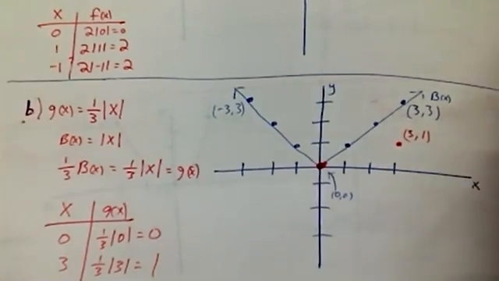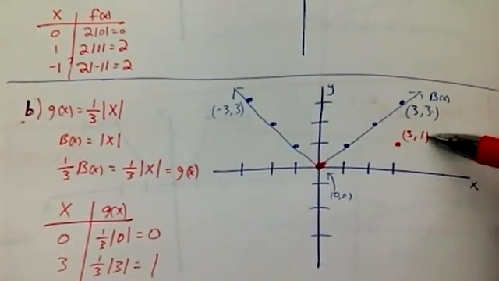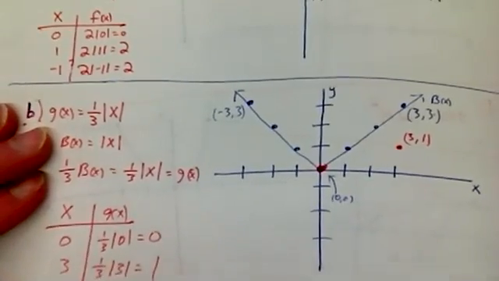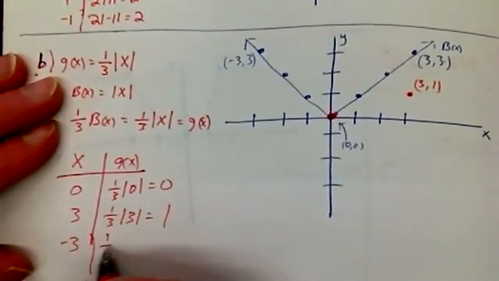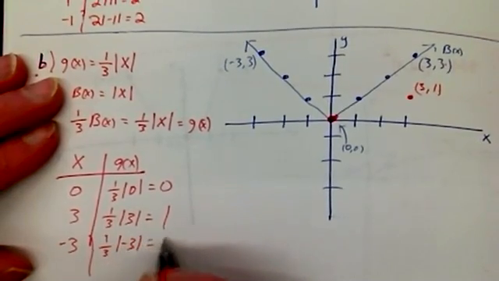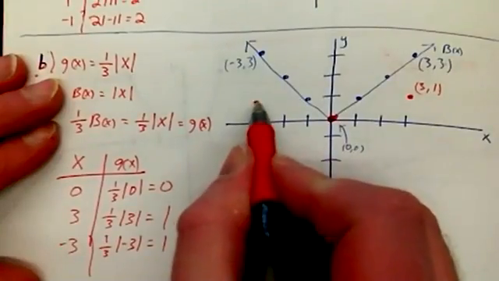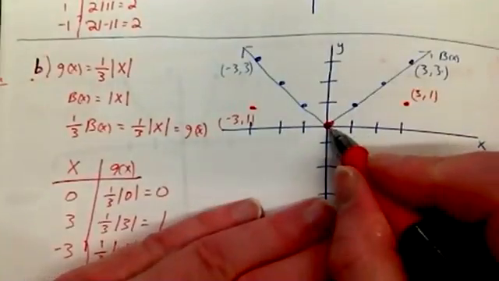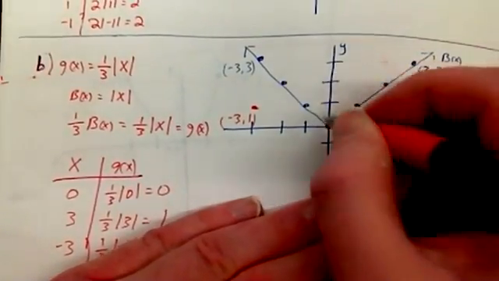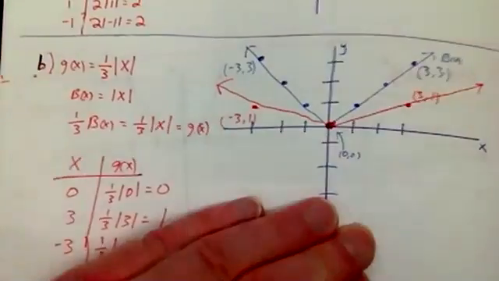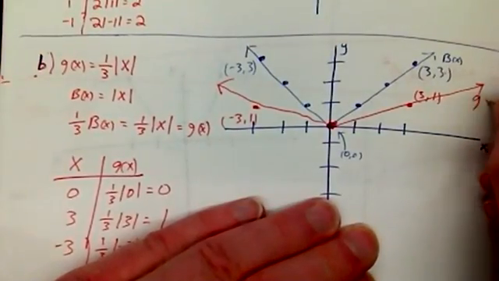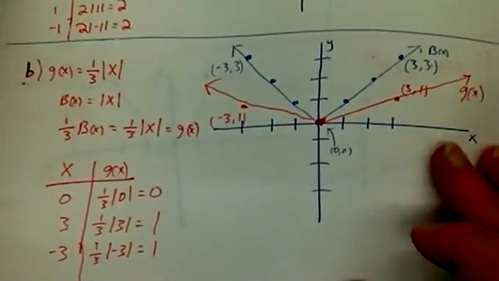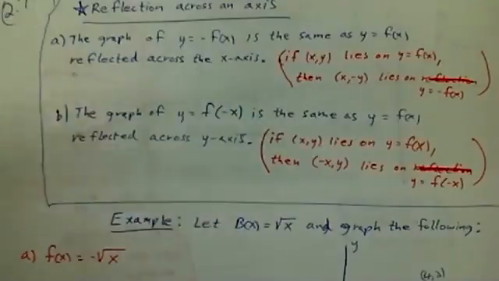Notice that this 3 got multiplied by 1/3, just as we expected. So you can probably guess what happens for negative 3. That's going to be 1/3 times the absolute value negative 3 is also 1. So this shrunk down to here. So this is negative 3 comma 1. Well, here is my new function now. So here's our g of x, and it got shrunk by a factor of 3. So that's our vertical stretches and shrinks.